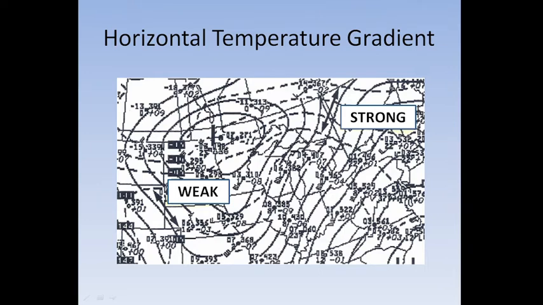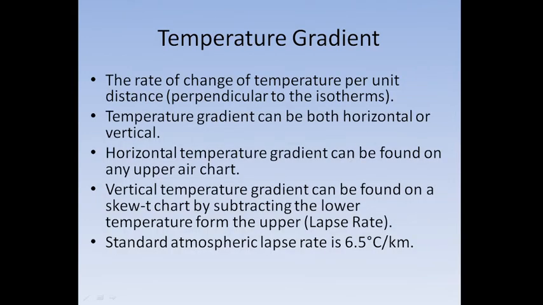So vertical temperature gradient, you got to go to a SCOT. I don't have one pulled up just a second. But you subtract the upper number from the lower number, and that will give you your thermal gradient in the vertical.